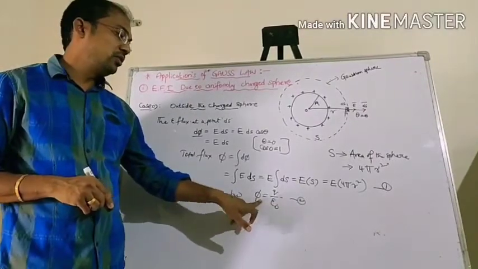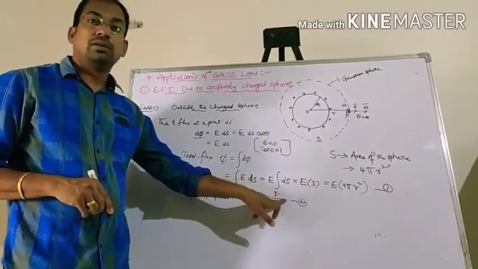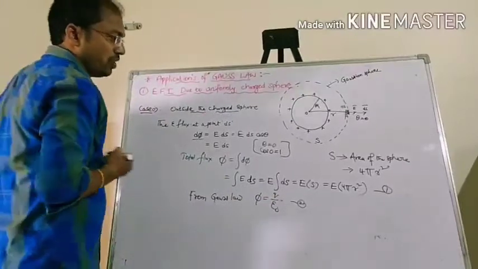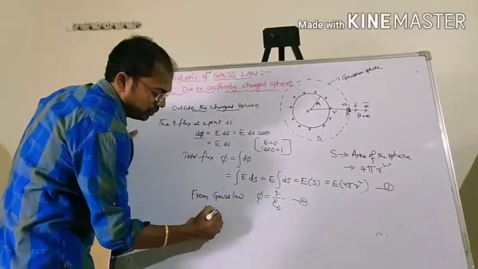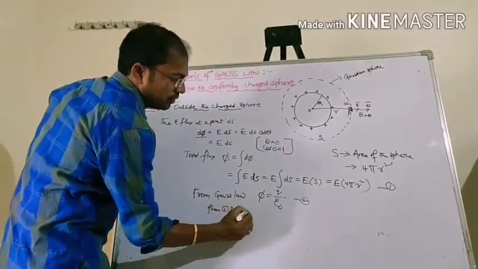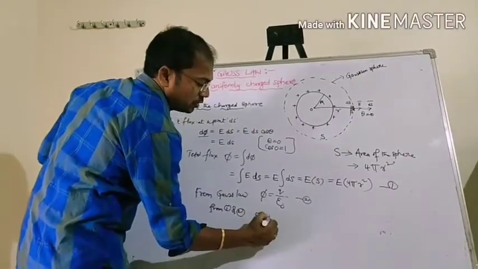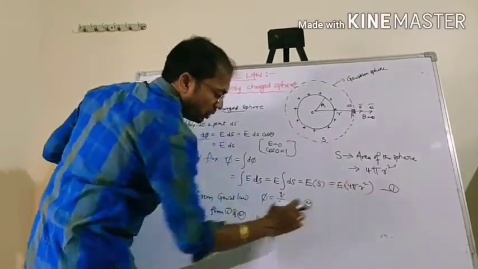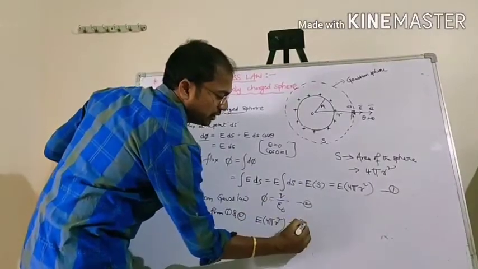Electric flux is equal to 1 by epsilon naught times the charge enclosed within the surface. E into 4 pi r square is equal to q by epsilon naught.